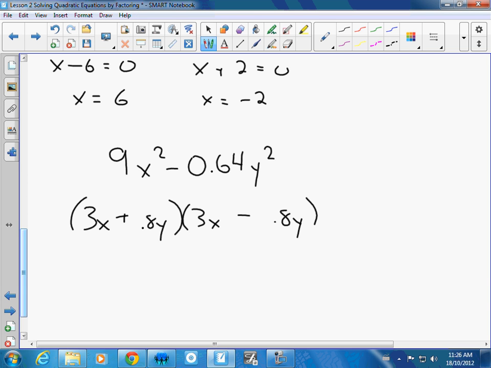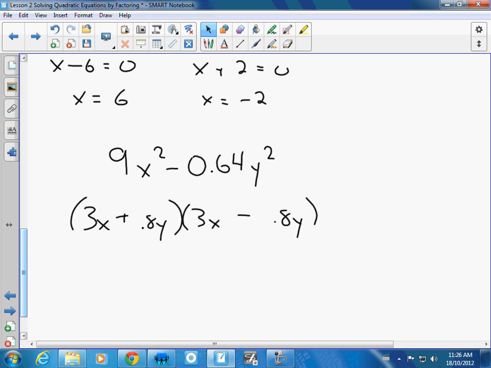Now, normally what you would do is you'd make that equal to 0 and start solving for it. We'll get to that yet. Well, because you have two unknowns. You have an x and a y. Okay.